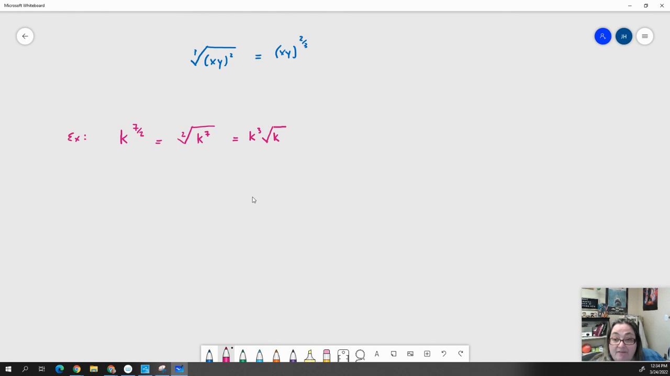If I have, for example, 3 to the 5 fourths, when I rewrite that, I get the 4th root of 3 to the 5th. Well, this means I have 5 3s. I can pull 4 out, right? So that would be 3 times the 4th root of 3, right? I'd still have 1 left in there.